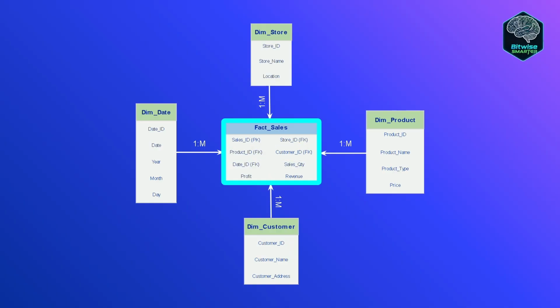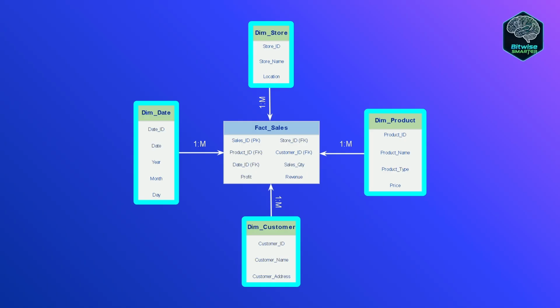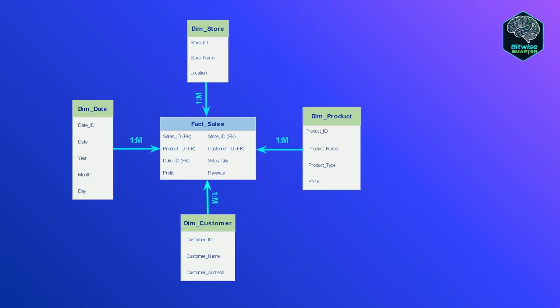Surrounding the fact table are your dimension tables. These contain descriptive attributes, the who, what, when, where, and how of your business. Think product name, customer address, or date details. Each dimension table has a primary key. The key relationship is one to many from dimension to fact table.